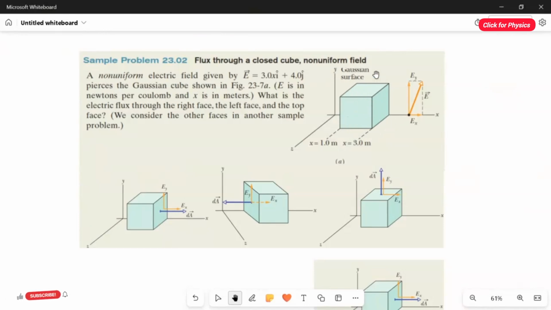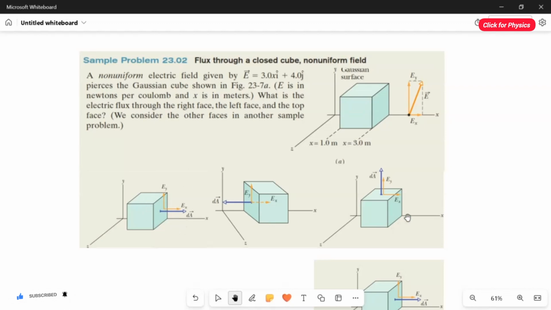So we have the Gaussian surface in the form of a cube, and this Gaussian cube will have 6 sides, and the edge length of the Gaussian cube we can find from this number, right? Because the starting edge is 1 meter and the end of the edge is 3 meter. So when you subtract 1 from 3, we can easily find the edge length of the Gaussian cube, right? And here in the Gaussian cube we have 6 sides: top, bottom, right, left, front and back, right? But here we are going to consider only 3 sides of this Gaussian surface, and we are going to find the flux only from these 3 sides.